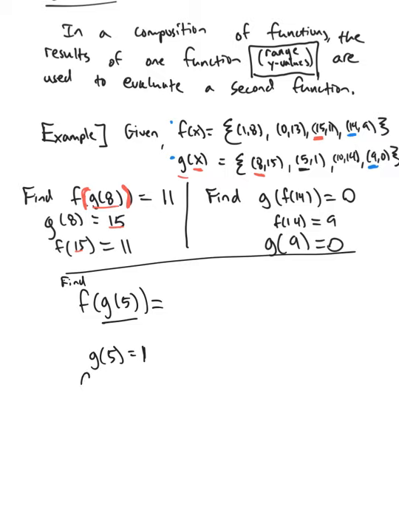Okay, now we're going to go and find f of 1. We took that and put that in there. F of 1 we're looking for now. Guys, f of 1 is 8. So f of g of 5 is 8.